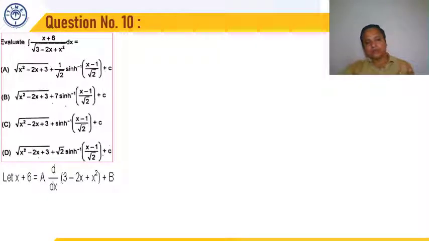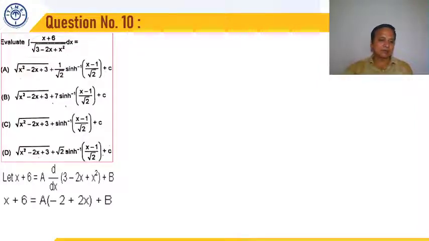So we assume the numerator is equal to a constant multiplied by the differentiation of the denominator, that is 3 minus 2x plus x square, the expression inside the root, plus another constant. So we are simplifying this expression. The numerator we had x plus 6 and inside the root we had x square minus 2x plus 3. So its differentiation is 2x minus 2. So a into the differentiation of 3 minus 2x plus x square plus a constant term b. So we can say x plus 6 is equal to a into (minus 2 plus 2x) plus b.